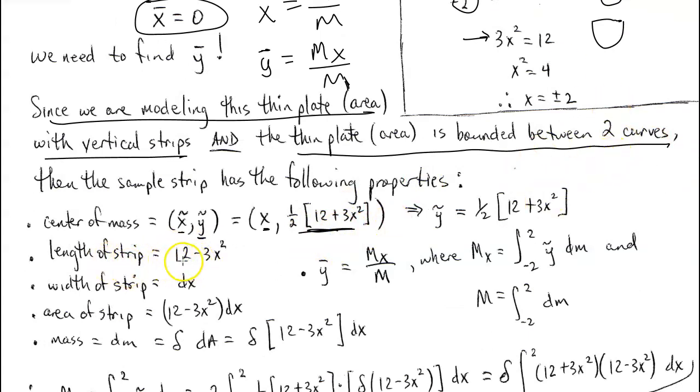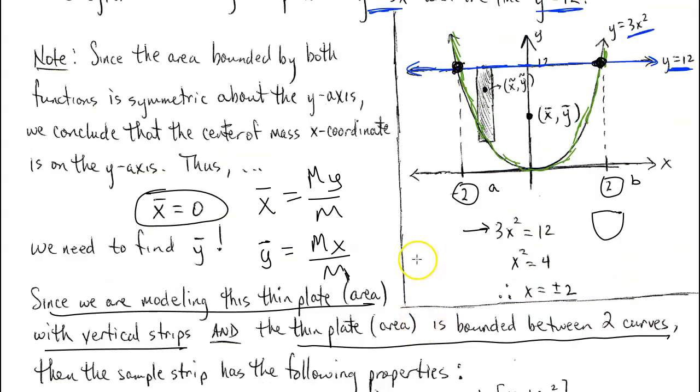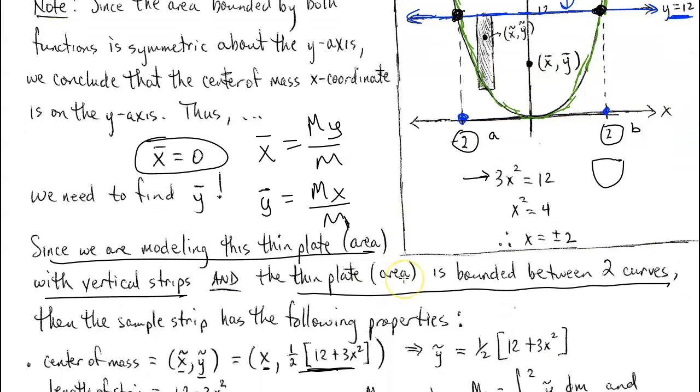So the length of the strip is just going to be the difference between the two functions. So 12 minus 3x squared. And we write it as 12 minus 3x squared instead of 3x squared minus 12, because from x equals -2 to x equals 2, this horizontal line y equals 12 is above or equal to the parabola y equals 3x squared. So that's why we write the 12 first.